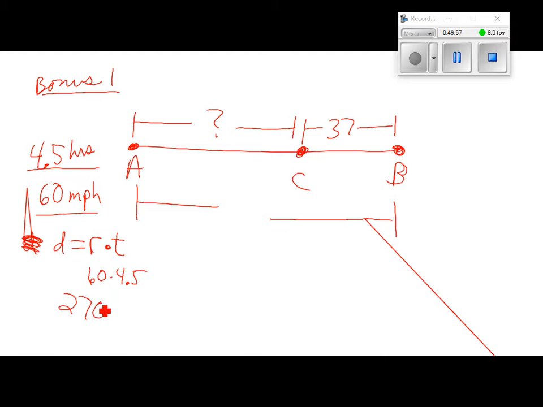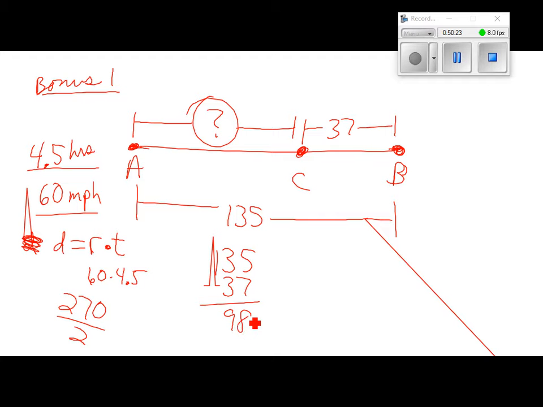Now you gotta be careful with this, because they said we went to B, and then came back. So we have to divide that by 2. That means the distance from A to B, we only want half of it, is 135 miles. Then to find this distance, we take 135, subtract off 37, and you get 98. So the answer to this one is 98 miles.